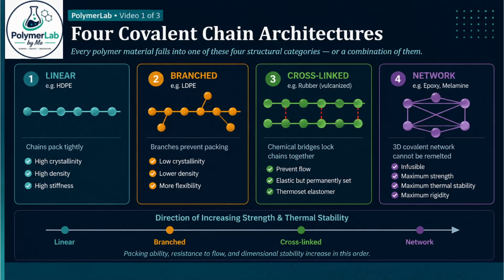Network polymers are fully three-dimensionally cross-linked. Every chain is part of a single giant molecule, like epoxy or melamine. Maximum strength, maximum rigidity, maximum thermal stability, completely infusible. The direction of increasing strength and thermal stability goes from linear to branched to cross-linked and to network.